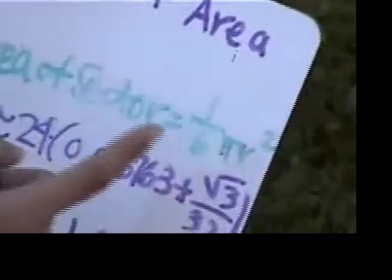And so that means that... Sorry, keep going. That means that the area of the sector is 1/6 pi r squared.